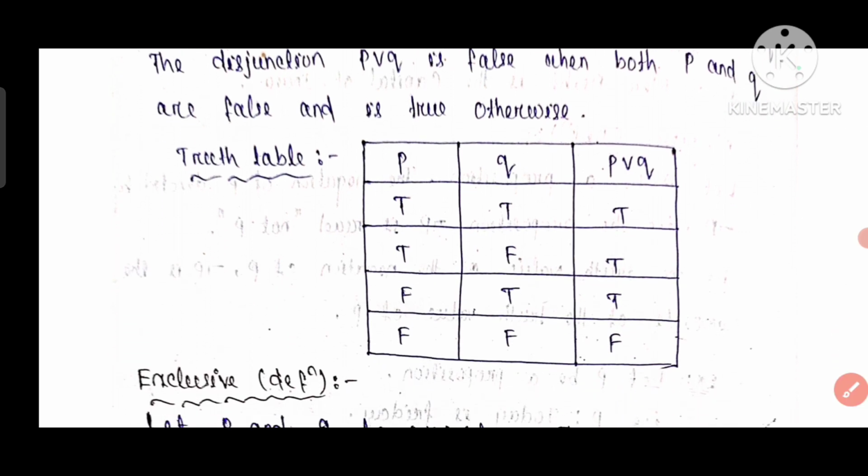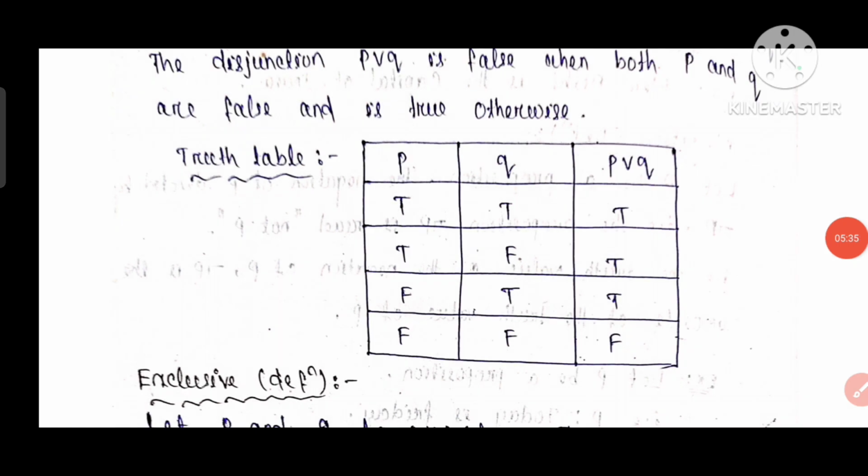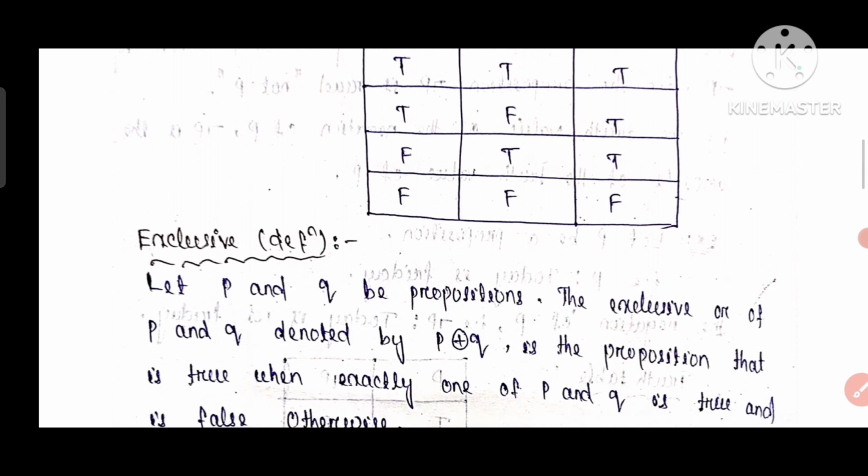Next, this is the truth table of disjunction. That means true, true, true; true, false, true; false, true, true; false, false, false. Here we say that P and Q both propositions are false. That means if P and Q the two propositions are false, the result of the disjunction value will be false.